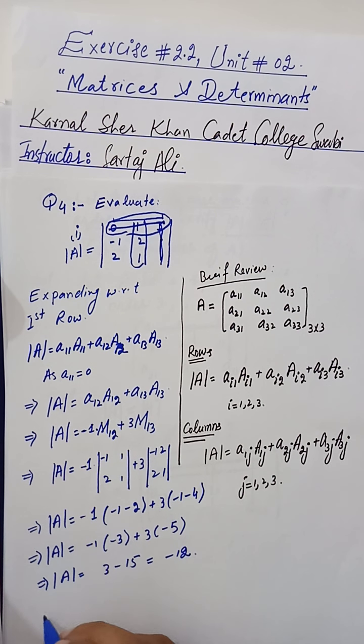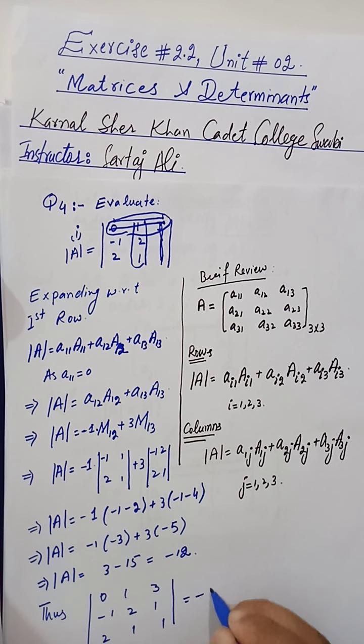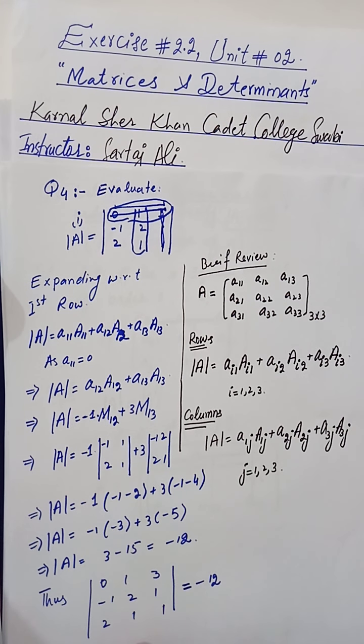So thus the determinant of the given matrix, which is 0 1 3, minus 1 2 1, 2 1 1, is equal to minus 12. You see, whenever you take a matrix in the determinant, you get a unique number if the determinant is possible. Determinants are only possible for square matrices. So this is part number 1 of question number 4.